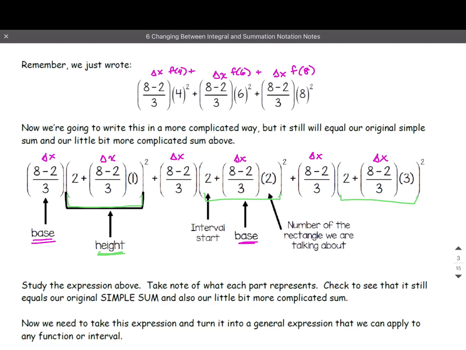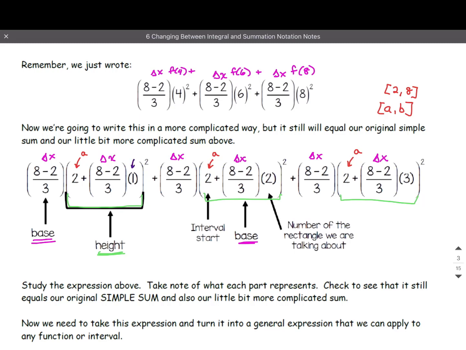But also notice this 2 is in each one of these terms. That 2 is the left endpoint, the starting endpoint of our interval, right? We're on that closed interval from A to B, which in this case is from 2 to 8. Okay, and now there's one more thing that we have in there.